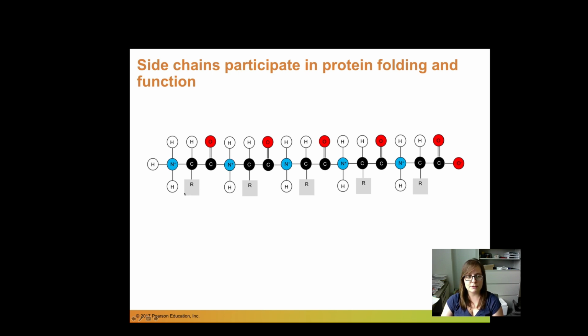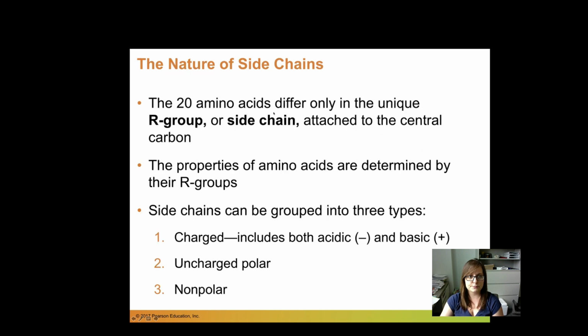This R group is what gives diversity to a protein. It's what gives that protein its function, its ability to fold into particular shapes that are important for its function, and so on. So these R groups are very important, and we're going to talk about how to categorize them in ways that tell us a little bit about their function. The 20 amino acids differ only in their R group or side chain.